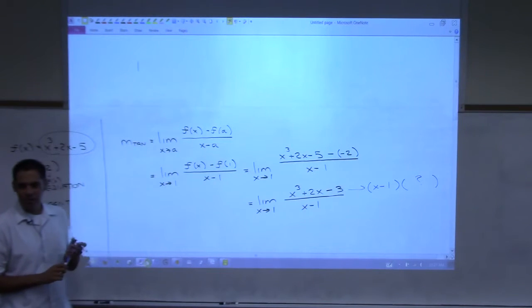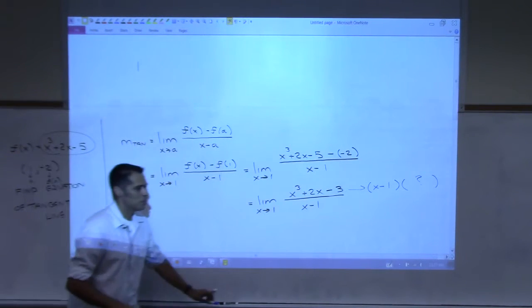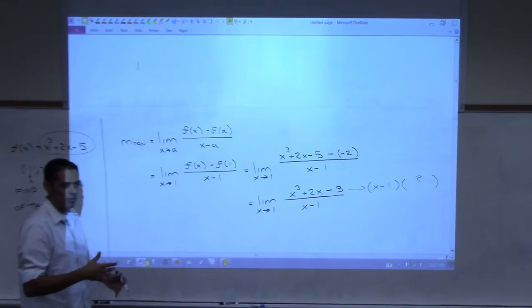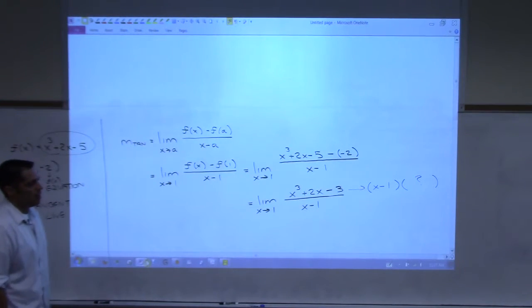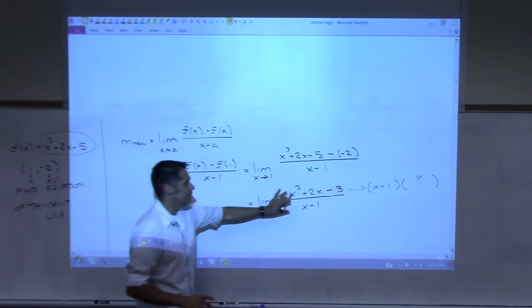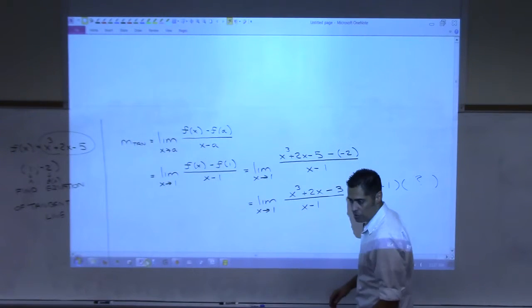That ring any bells at all? Yeah, because it's a root. It's a root, right? If x equals 1 is a root, then x minus 1 is a factor. All right, so we know that this does divide in. So now you can use long division or synthetic division.